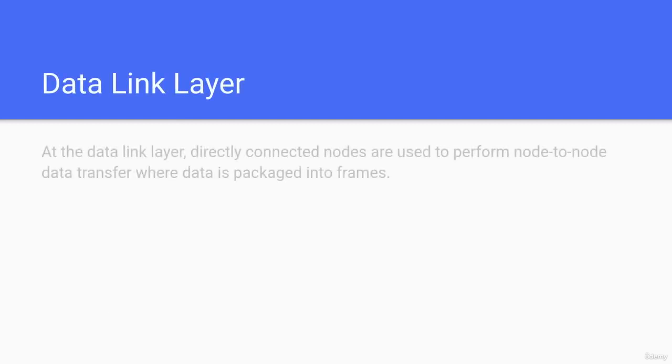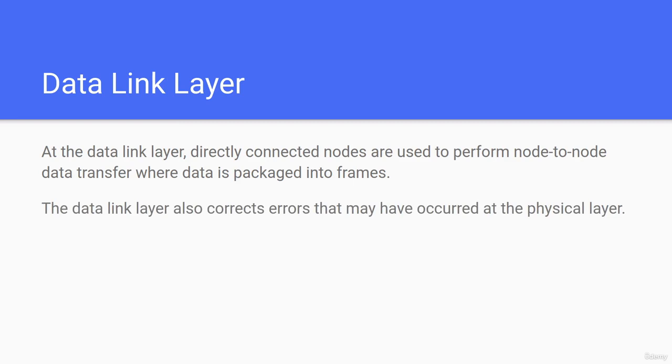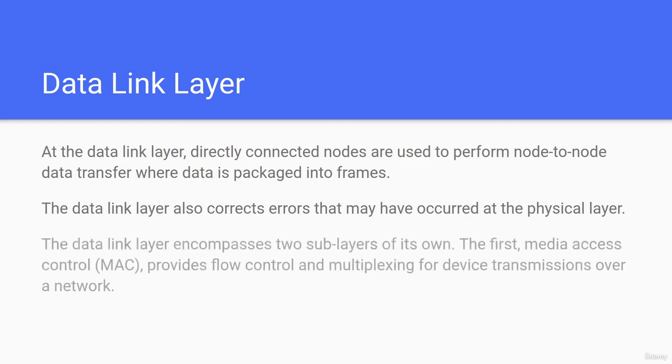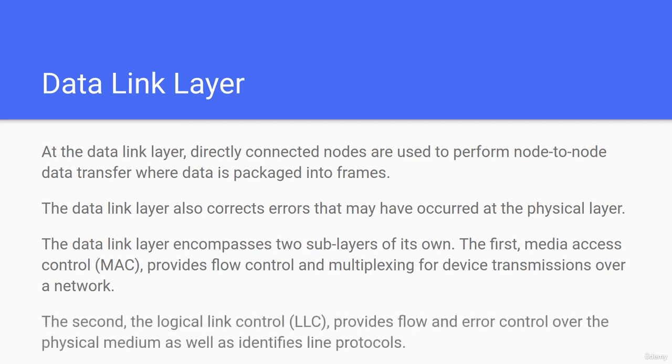Now for the data link layer. At the data link layer, directly connected nodes are used to perform node-to-node data transfer, where data is packaged into frames. The data link layer also corrects errors that may have occurred at the physical layer. The data link layer encompasses 2 sub-layers of its own. The first, media access control, the MAC, provides flow control and multiplexing for device transmission over a network. The second, the LLC, the logical link control, provides flow and error control over the physical medium as well as identifies line protocols.